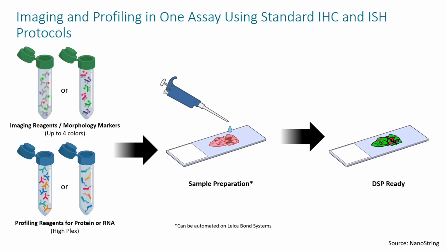And what do you want to profile them with? Well, that is your profiling reagents that you see down here with the blue caps on. They can be either antibodies as well or RNA probes. So you prepare your slides in the lab. It takes between 2 to 4 days, depending on which assay you use. And then once this has been done in the lab, you're ready to go to the GeoMx instrument.